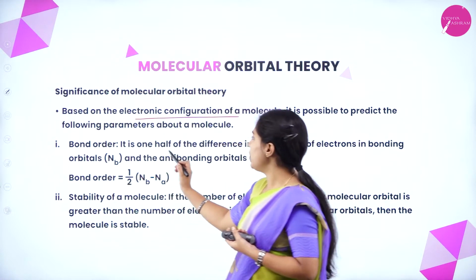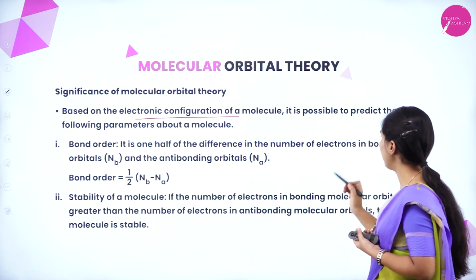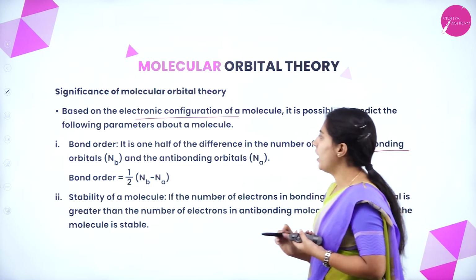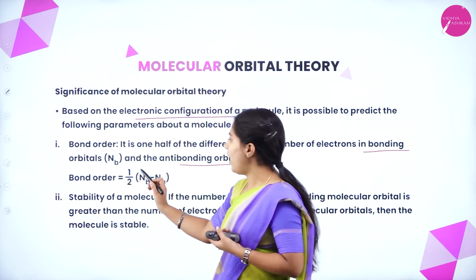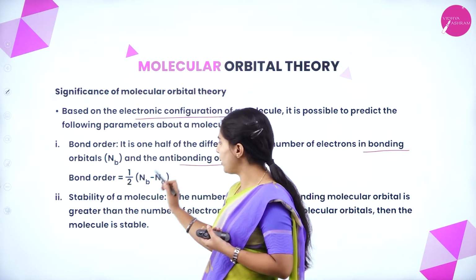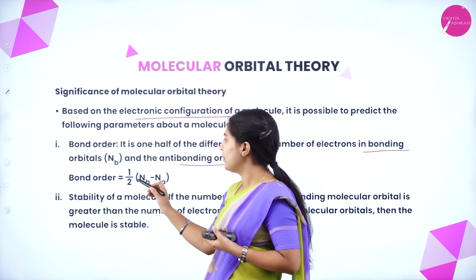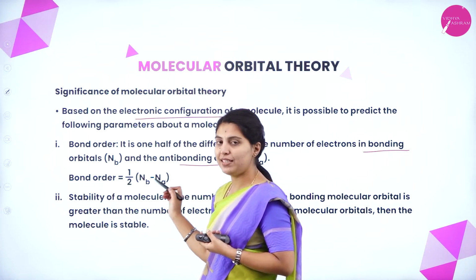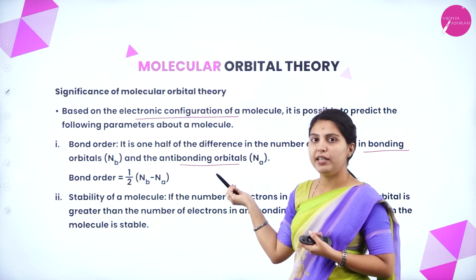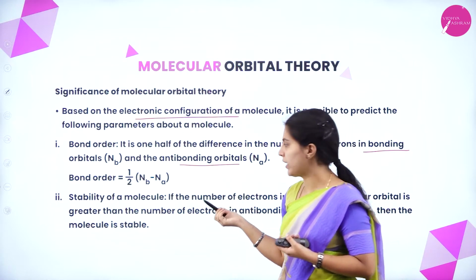Bond order is 1/2 of the difference in the number of electrons in bonding orbitals and anti-bonding orbitals. See, 1/2 of bonding minus anti-bonding. That's why 1/2 into NB minus NA. This formula we will use in the energy level diagrams.